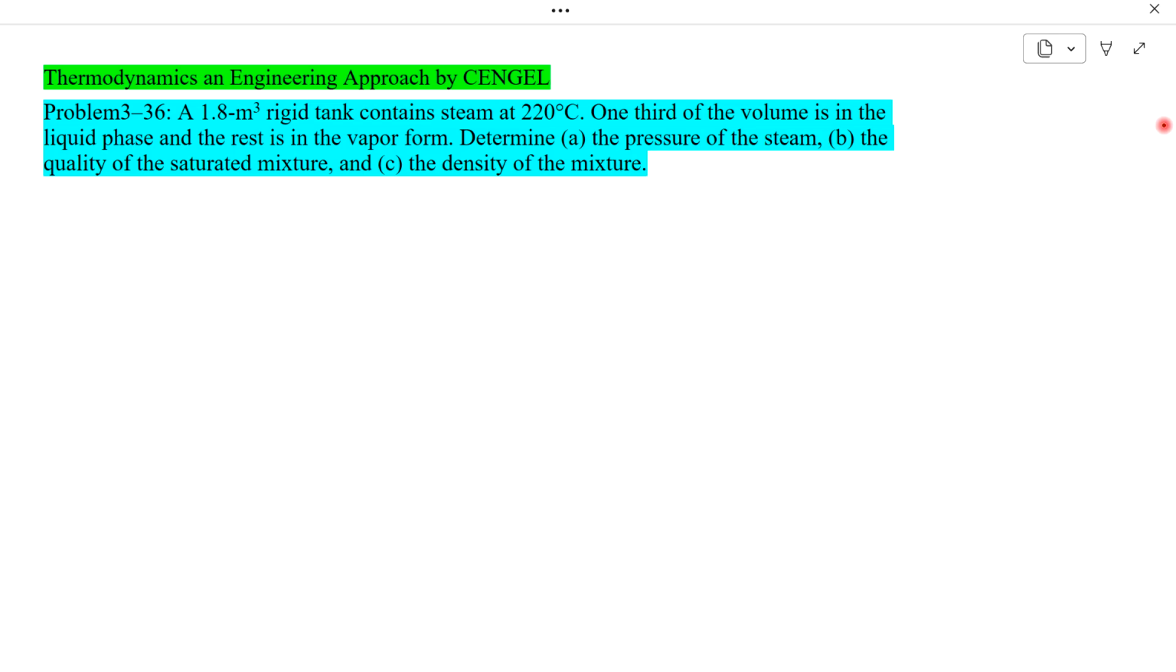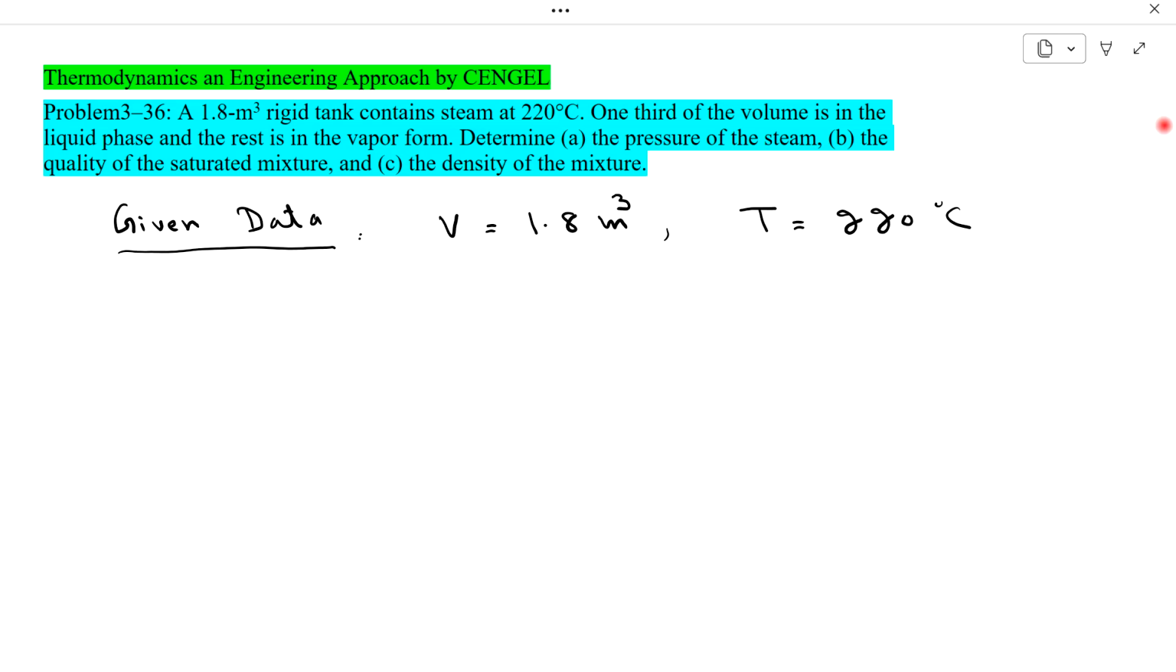So first I write the given data. A 1.8 meter cube, unit is meter cube, it means the total volume is equal to 1.8 meter cube. Rigid tank means that volume is constant. Steam at 220 degrees centigrade, temperature is 220 degrees centigrade.